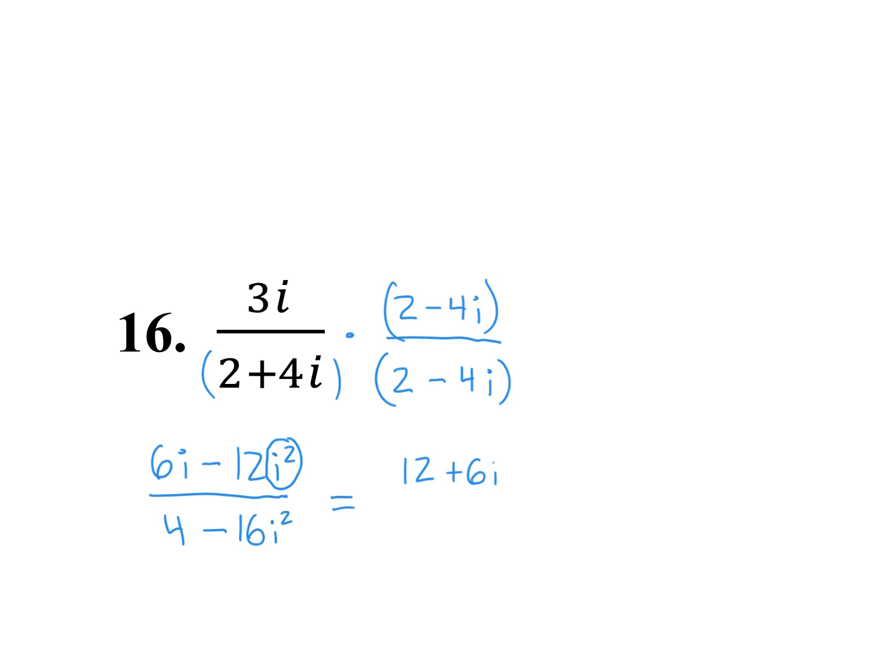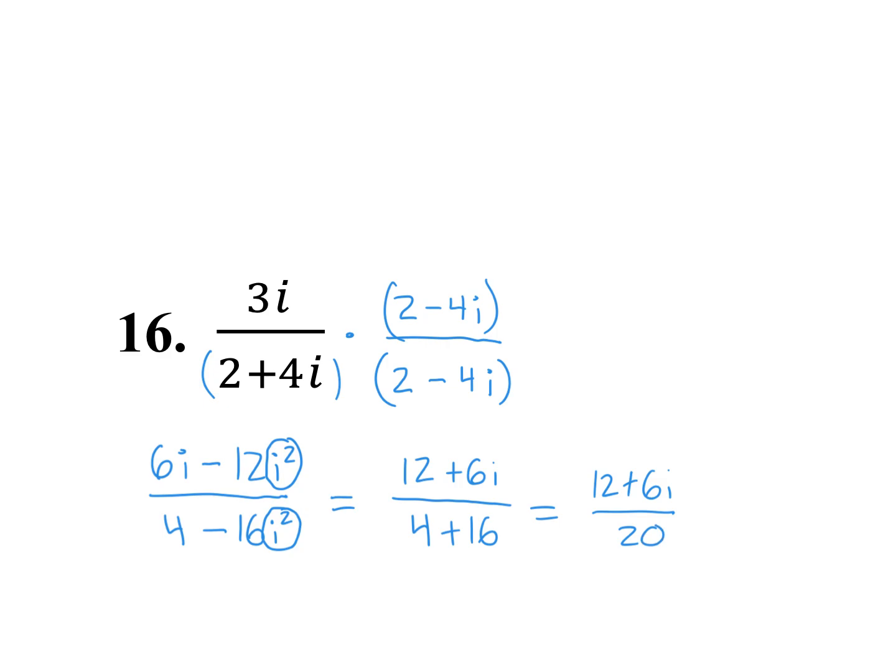All right, I'm going to simplify the bottom now. I have 4, and this is negative 1, so 4, and then minus 16 times negative 1 becomes 4 plus 16. So I have 12 plus 6i over 20.